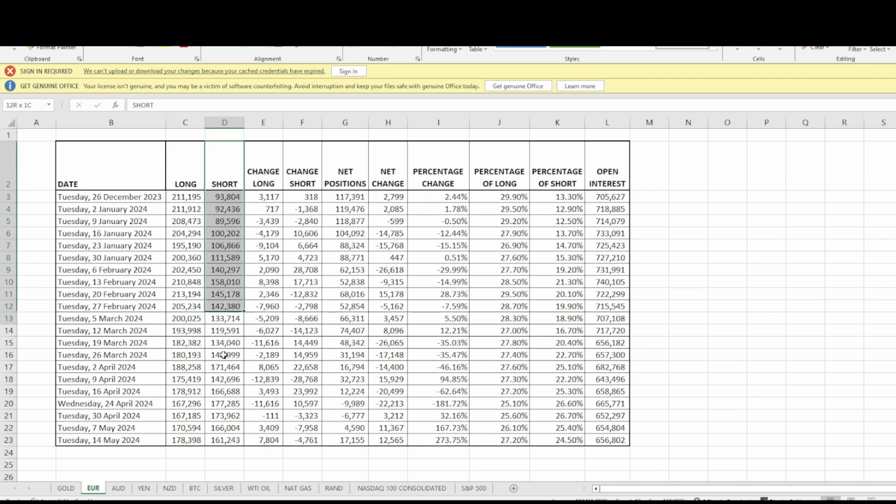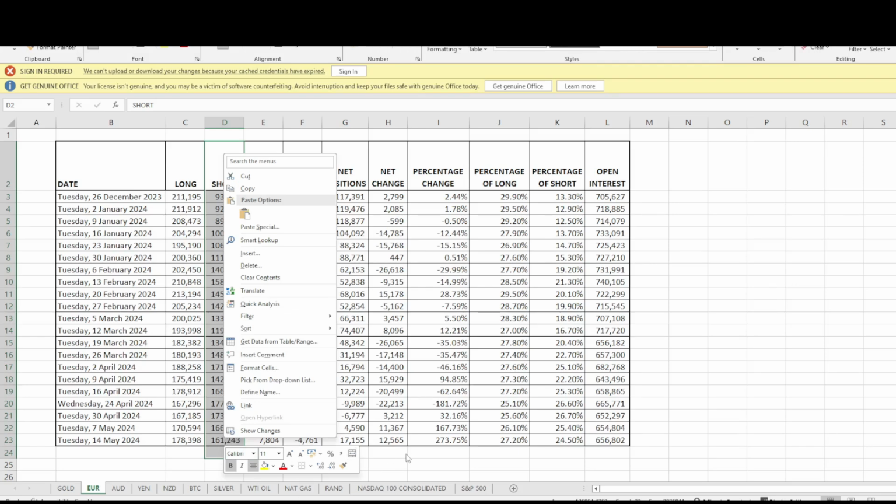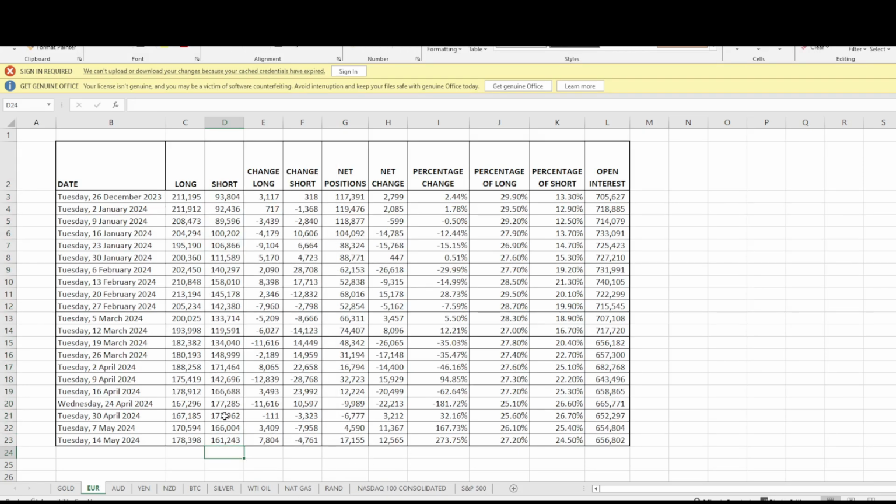Now when you look at this shorts column or the sales column, we see the other week there were 173,000 shorts. The following filing had a lower figure of 166,000 shorts after 7,000 shorts being closed, and now the current filing is 161,000 shorts. The shorts are just decreasing and decreasing and decreasing. That means the big boys in the market are liquidating their sell positions.